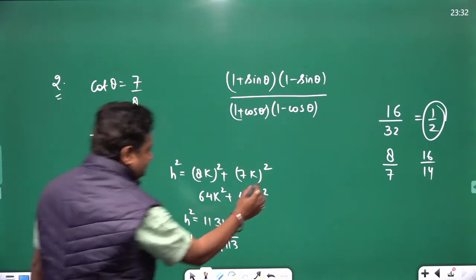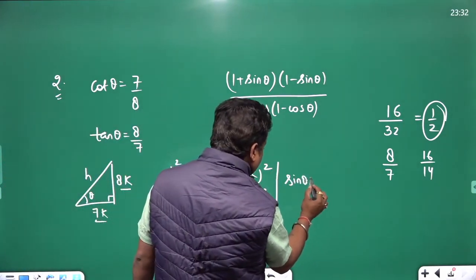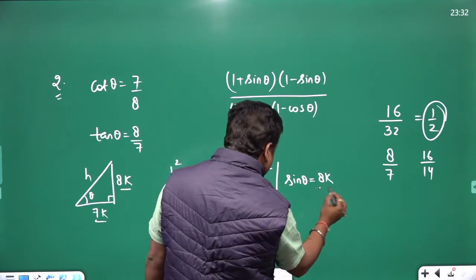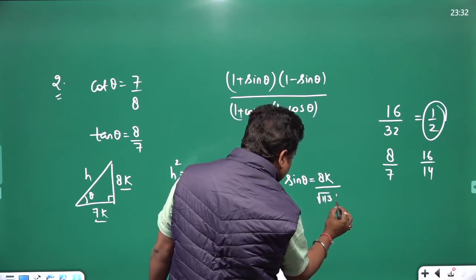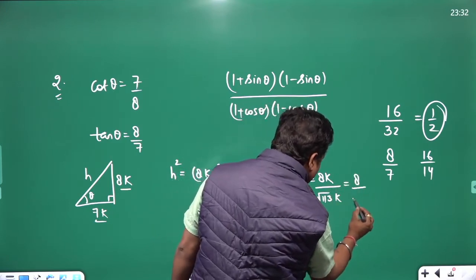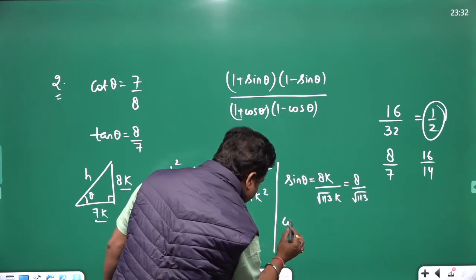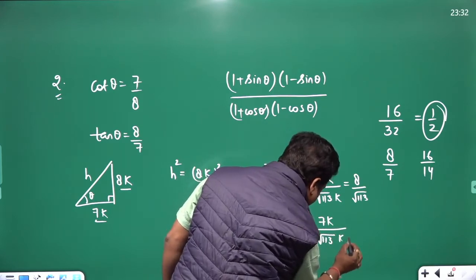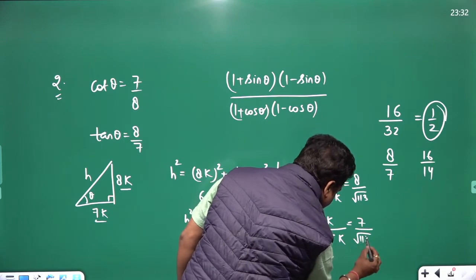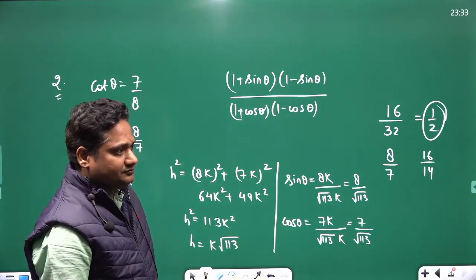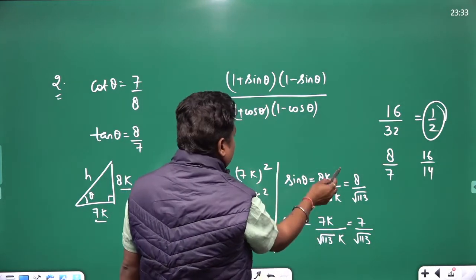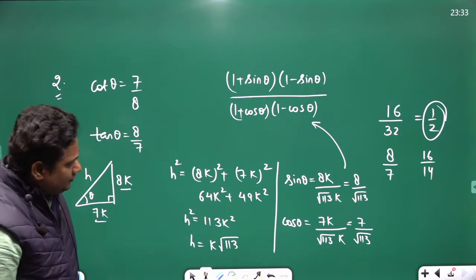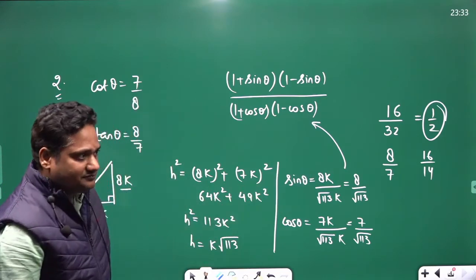So I can say that sin theta is equal to 8k over root 113 k. Again k cancels out. So the answer is 8 over root 113. And cos theta is what? 7k over root 113 k, which is equal to 7 over root 113. Correct? So we have to put those values in the above question and get the result. I think you can proceed from here easily.